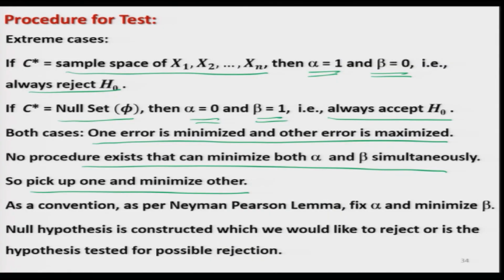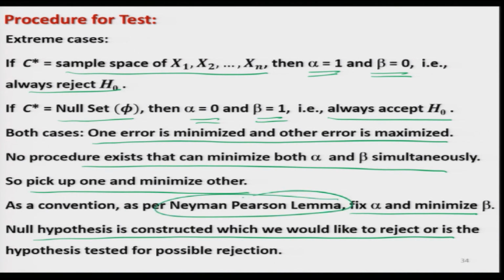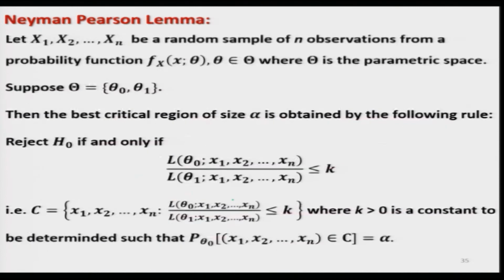Okay, so as a convention and according to the Neyman-Pearson lemma, which is used to develop such tests, we try to fix alpha and we try to minimize beta. That is why the null hypothesis is constructed such that the type 1 error is more serious than the type 2 error, and this is also the requirement of the Neyman-Pearson lemma. Now, what is this Neyman-Pearson lemma? Let me give you the statement of this lemma. I am not going to give you the mathematical details, right.